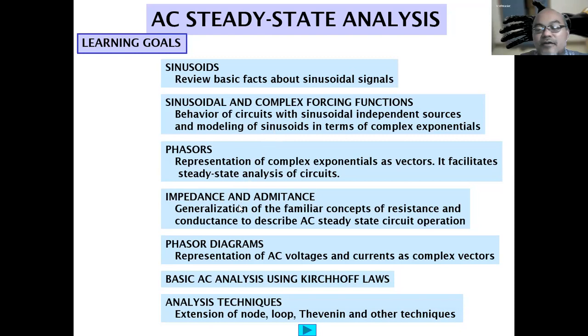And furthermore, after we learn how to use Kirchhoff's law to solve the basic AC circuit, we will learn different analysis techniques, basically similar to what you learned for resistive networks in semester 1. Yeah, node analysis, loop analysis, Thevenin and Norton analysis. But now, instead of DC analysis, you will use it for AC signals and AC voltages. Okay, so these are the subjects you will be learning in this chapter on AC steady state analysis.